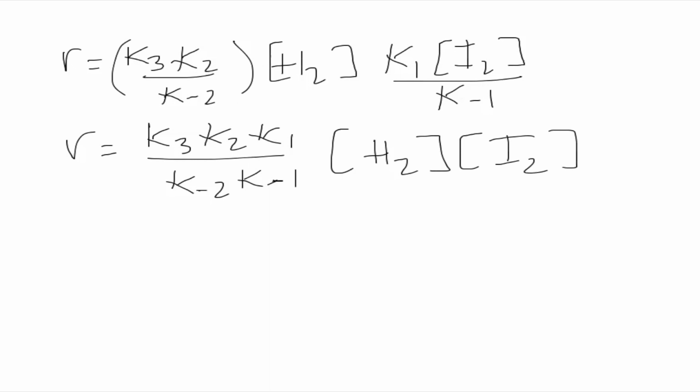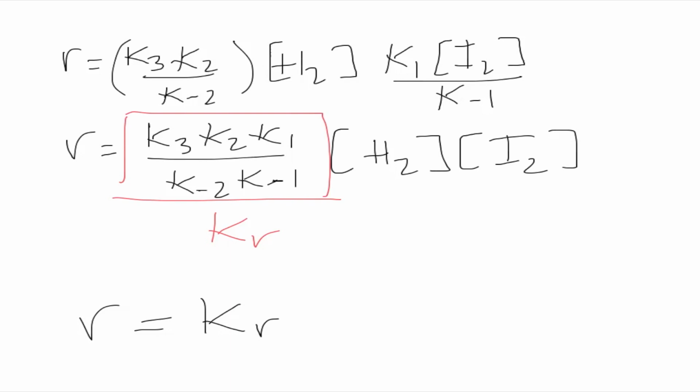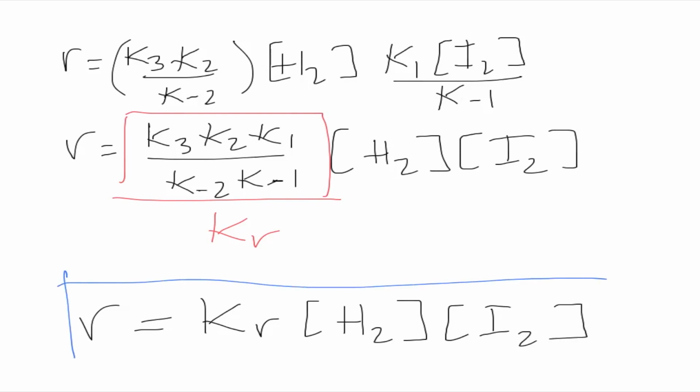And because all of this is K, meaning it's a constant, we can just change that to the K for the reaction and call it, let's say, Kr. So R would be Kr times H2 times I2. And that is the rate law. So as you could see, step 4, changing the intermediates, is the trickiest part. But it just involves substitution.